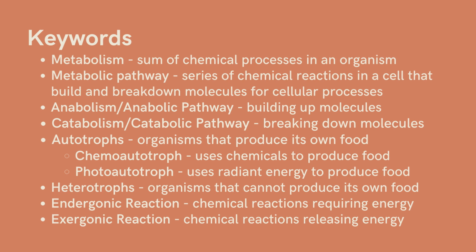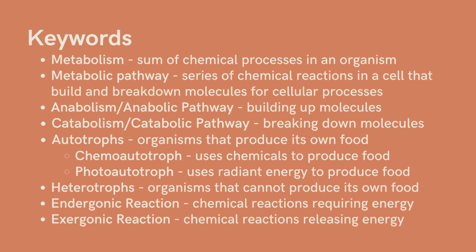Under autotrophs, we have two main types: chemoautotroph and photoautotroph. Chemoautotroph uses chemicals to produce food, whether organic or inorganic compounds. Photoautotroph uses radiant energy to produce its own food. So photoautotrophs usually utilize the energy from the sun or sunlight to produce their own food. We will talk about that later on with photosynthesis.